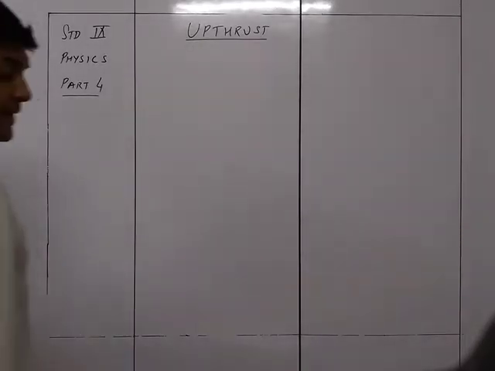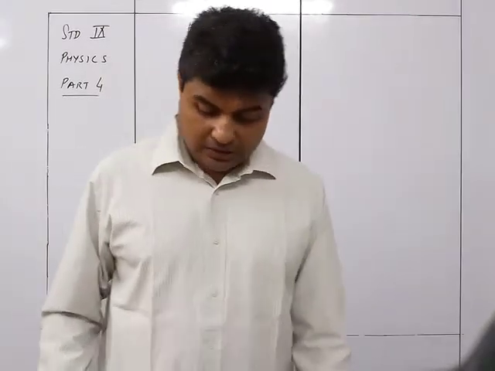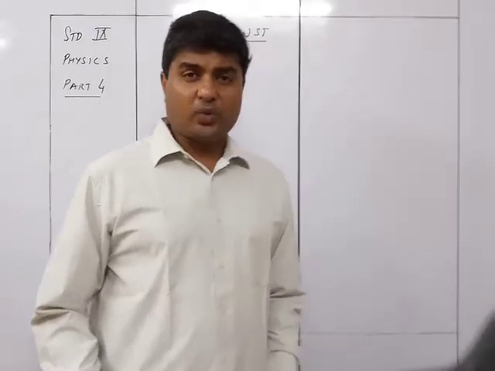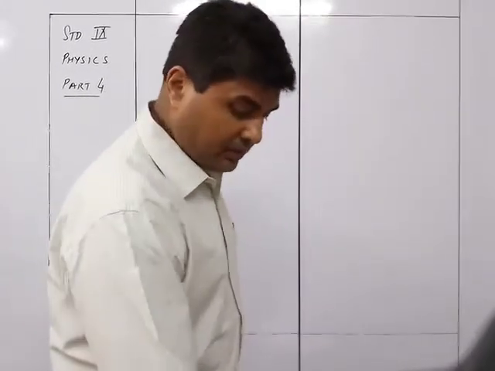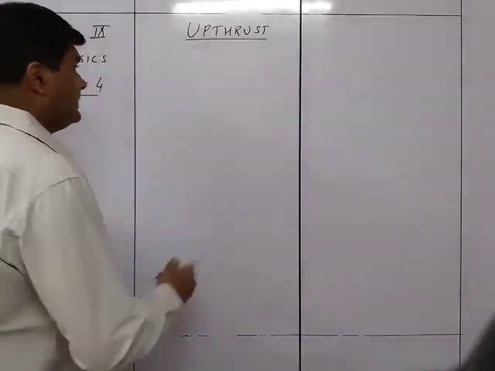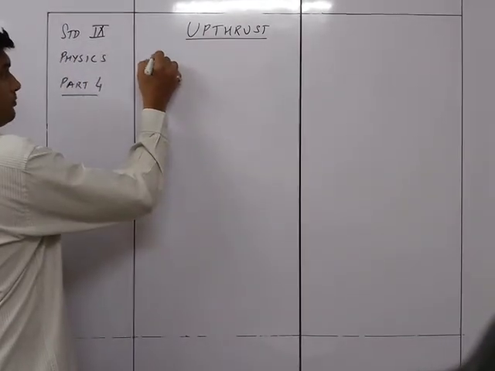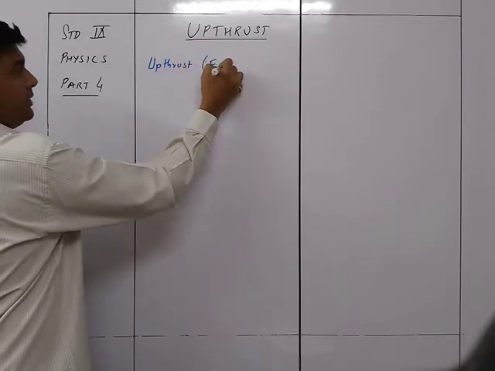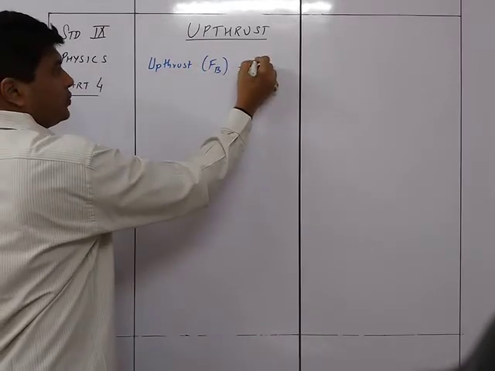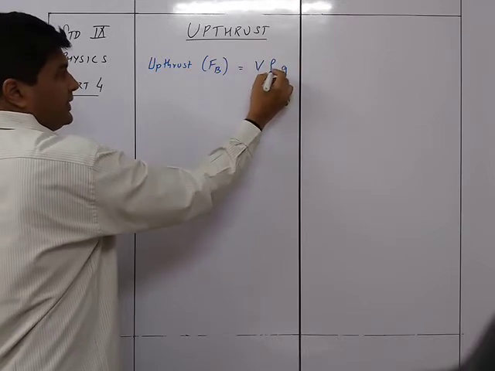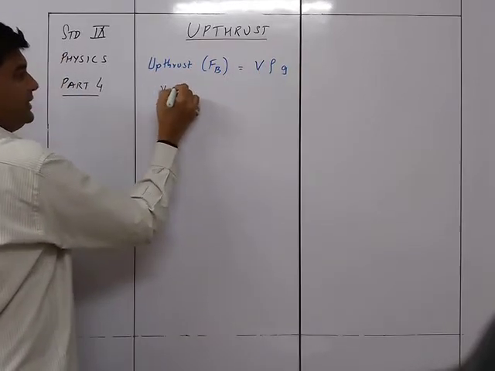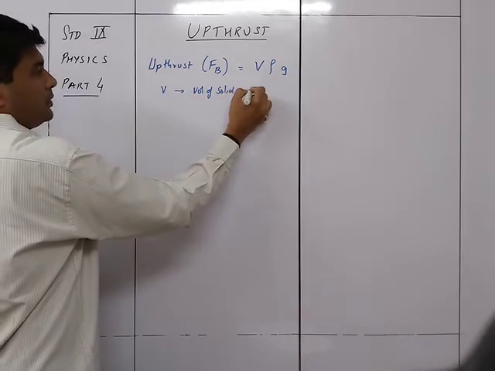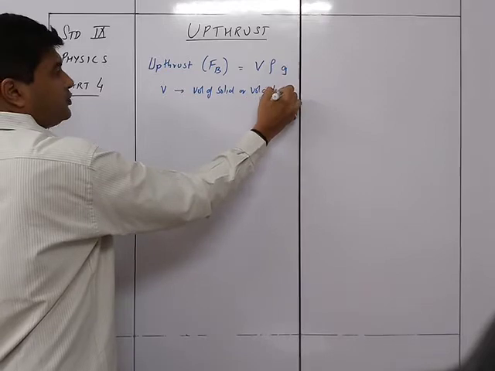So we now see the numericals of the chapter upthrust. Before we start with the numericals, we need to go through the different formulas which we require for this particular thing. So first of all, what we have is upthrust is equal to FB, and that is equal to V rho G, where V is the volume of solid or volume of liquid displaced.